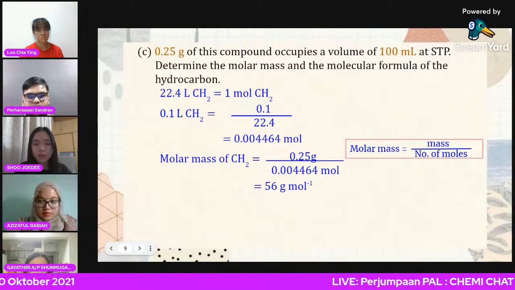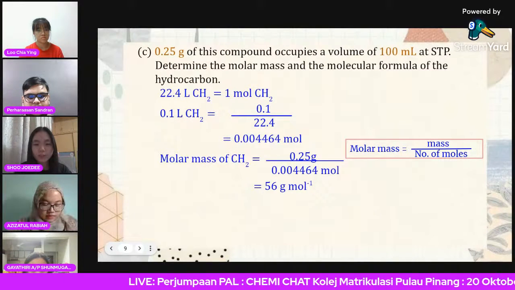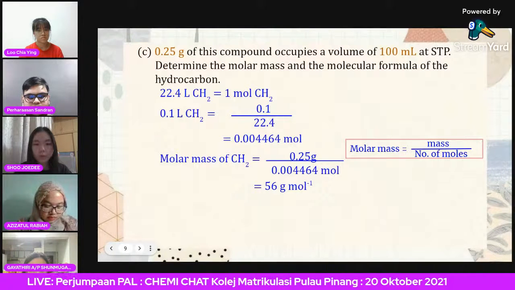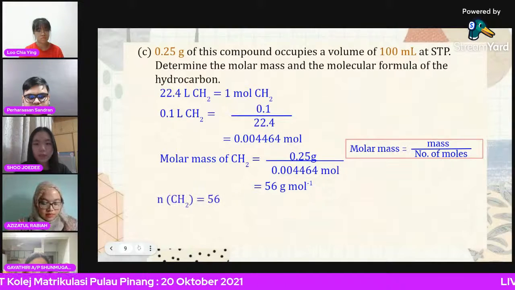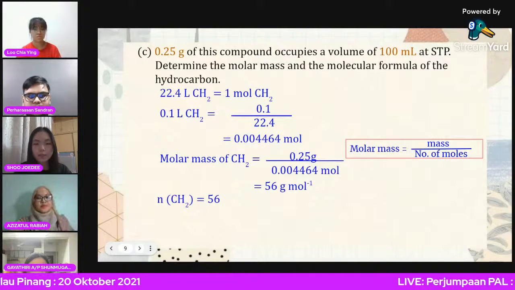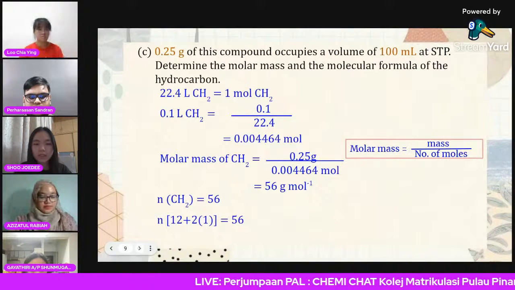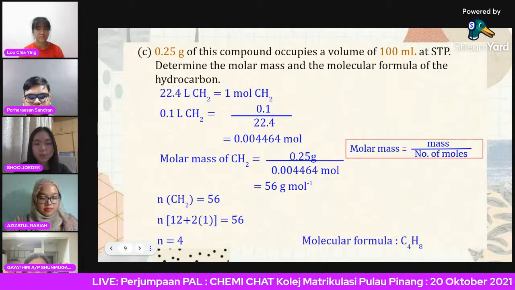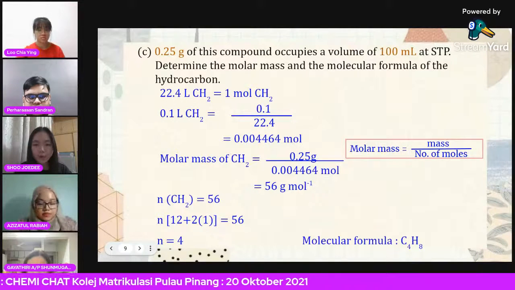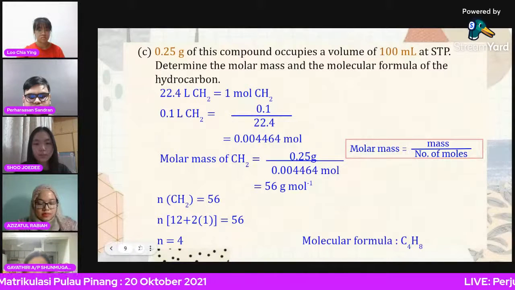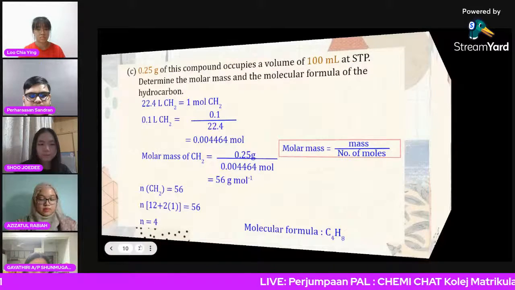So molar mass of CH2 will be 0.25 gram divided by 0.004464 mole, which will get 56 gram per mole. Next, we are going to find the molecular formula. N times CH2 will get 56, and we substitute the mass, we'll know that N times 12 plus 2 times 1 equal to 56. Then we'll get N equal to 4. When we use 4 times CH2, we'll know that the molecular formula is actually C4H8. Thank you.